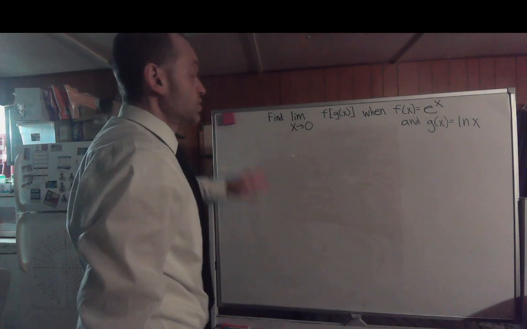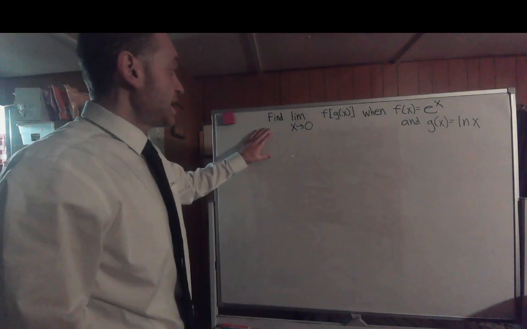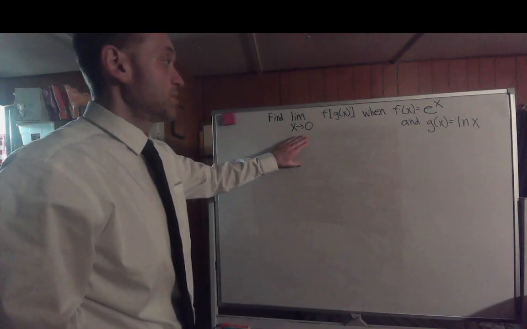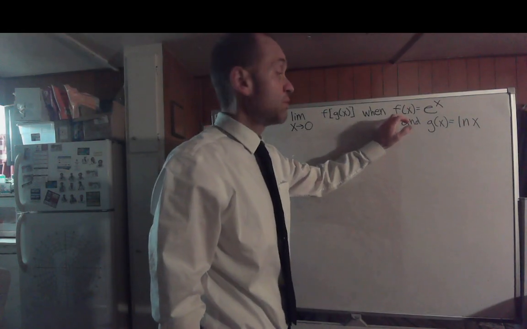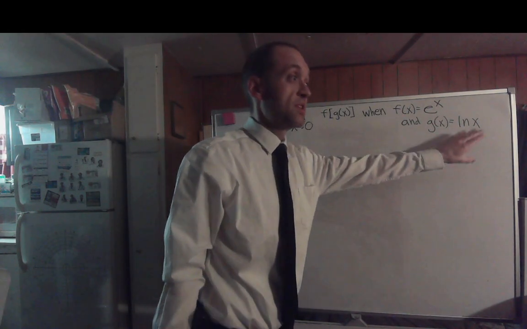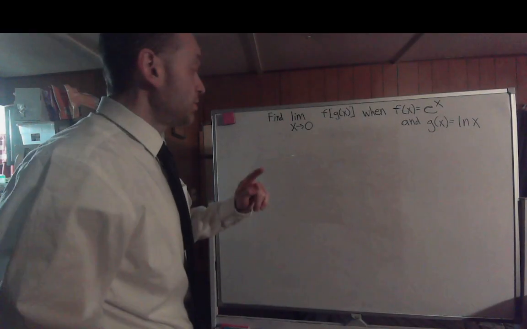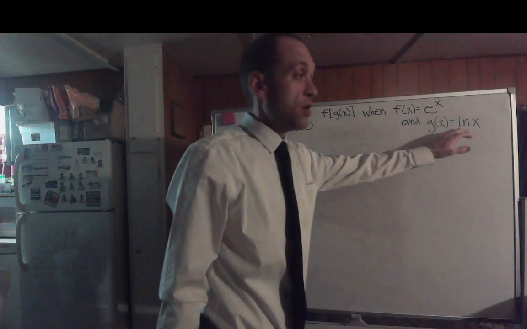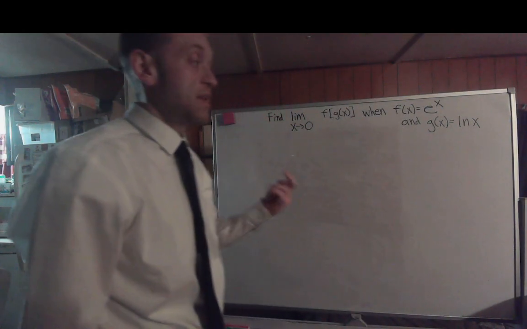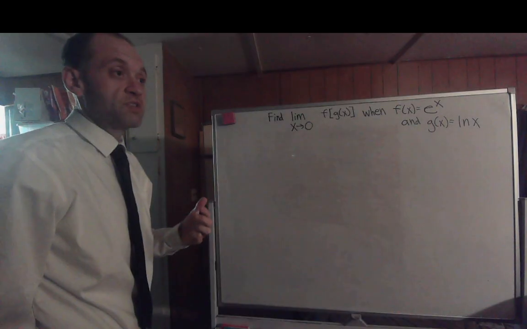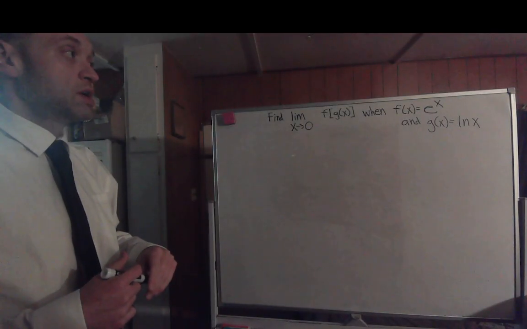Alright, so we have an exponential and a logarithmic function. So we're being tasked with finding the limit as x approaches 0 of f of g of x when f of x equals e to the x and g of x equals the natural log of x. Well, can we use the shortcut? Well, the general limit we know of the natural log of x as it approaches 0 does not exist, because the natural log is not defined for any values of x less than or equal to 0. So unfortunately, that shortcut method is not going to work.